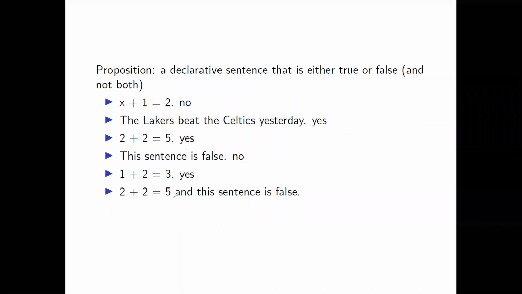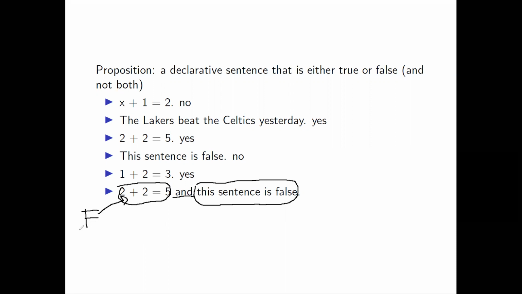So I want to underline something important here. We have this and here. So if you have a sentence with an and in it, for that sentence to be true, both of the parts on either side of the and would have to be true. So for this sentence to be true, both of these would have to be true. The 2 plus 2 equals 5 and this sentence is false would have to be true for the whole sentence to be true. This one right here, that one's clearly false. 2 plus 2 equals 5. We know that's false. So the whole sentence, the 2 plus 2 equals 5 and the sentence is false, taken together, the whole sentence is false. Because when you have an and, both of the parts have to be true to make the and true.